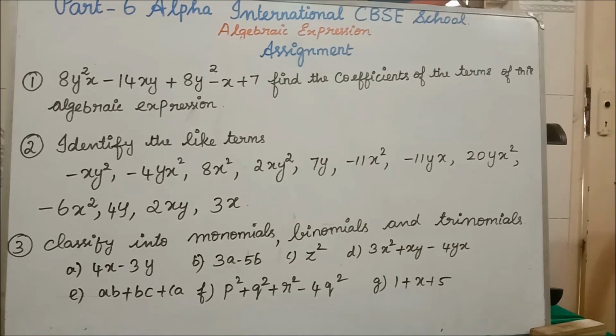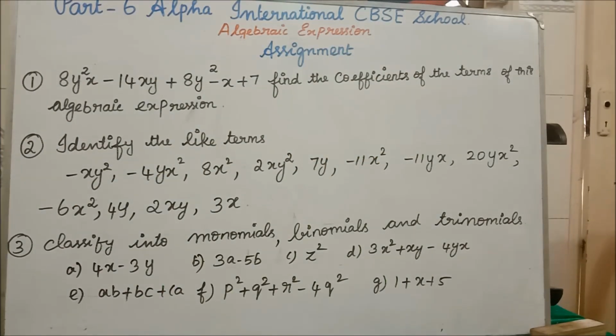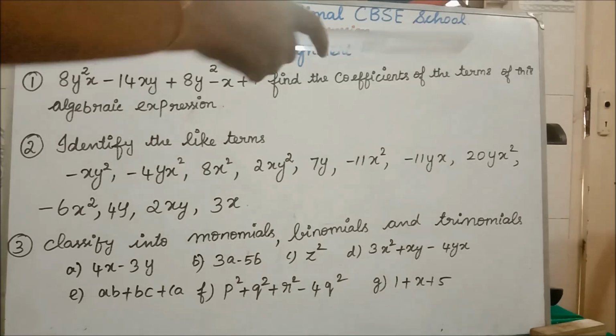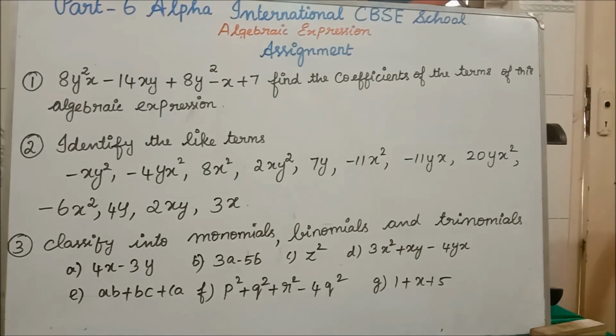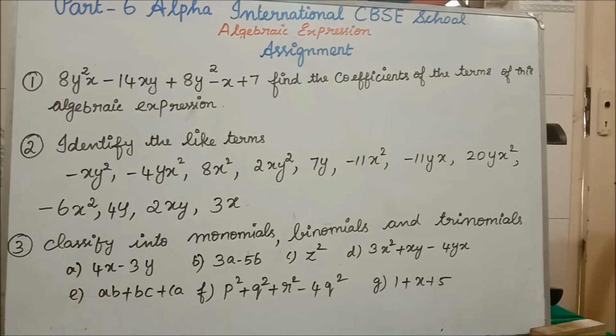Then put 2. Then you see here minus 4yx square. Anywhere else are we having yx square? Yes, we are having 20yx square here. Then put 2 and write minus 4yx square comma 20yx square. Okay, after writing these 2 you strike them out with the pencil. Then what are we having remaining? 8x square. Is any other x square term there? Yes, here we have minus 11x square and here minus 6x square. So the third answer is 8x square comma minus 11x square comma minus 6x square.